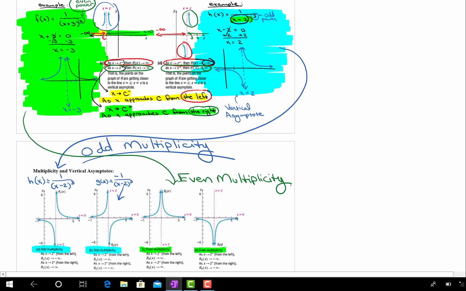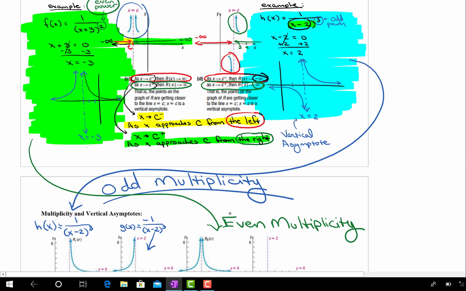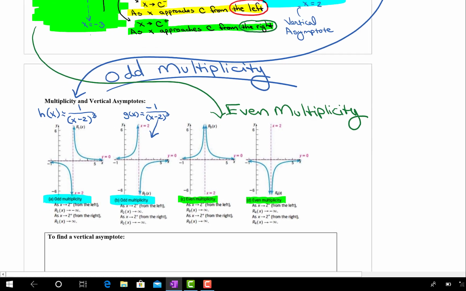So that would be for C. And for D, imagine if I multiplied the function by a negative, it would flip it across the x-axis. So that's why it looks like a reflection across the x-axis. So those would be examples of even multiplicity.